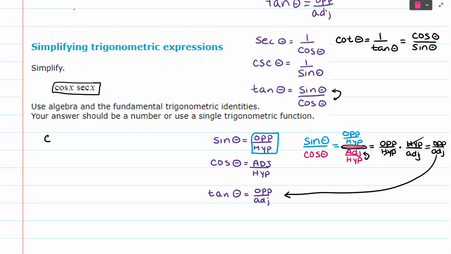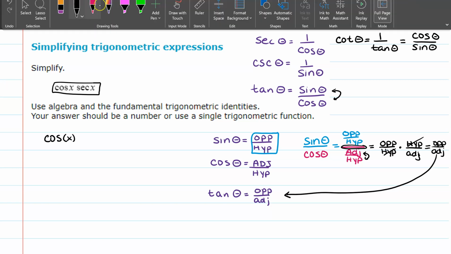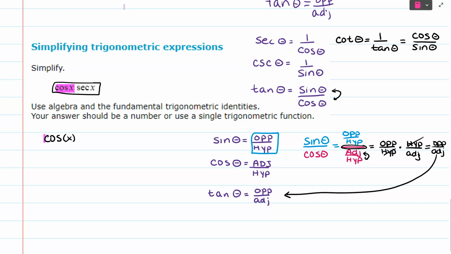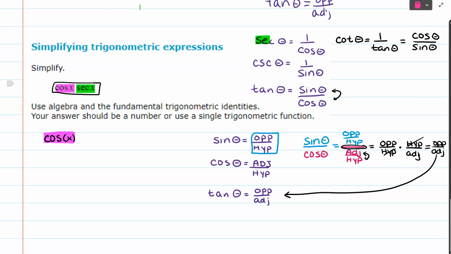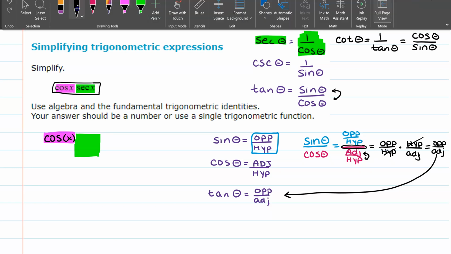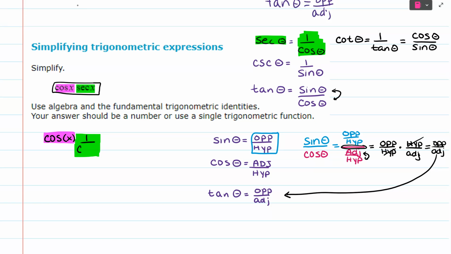So cosine of x is still just cosine of x. But secant of x is not a sine or a cosine, but I do know that secant is the reciprocal of cosine. So instead of writing secant, I'm going to write 1 over cosine. Now I've done all the trig I need to do. Now this is just algebra.